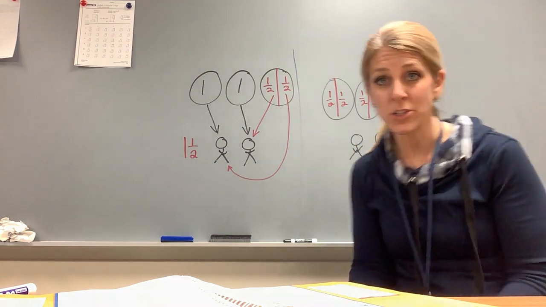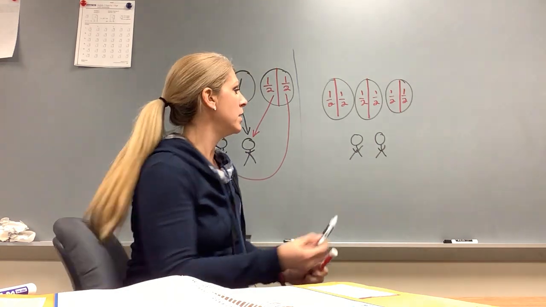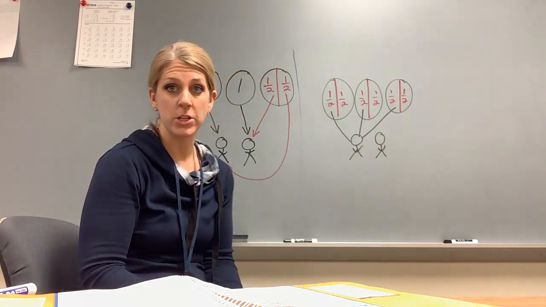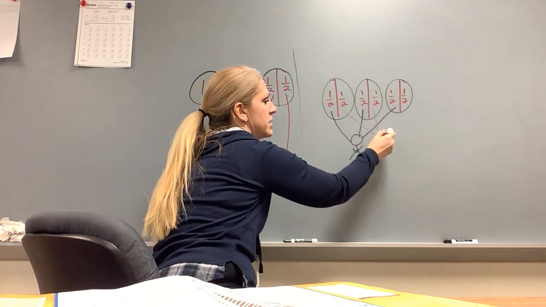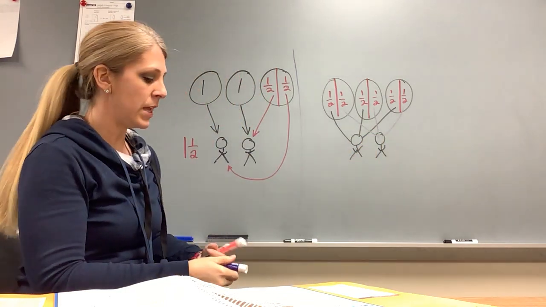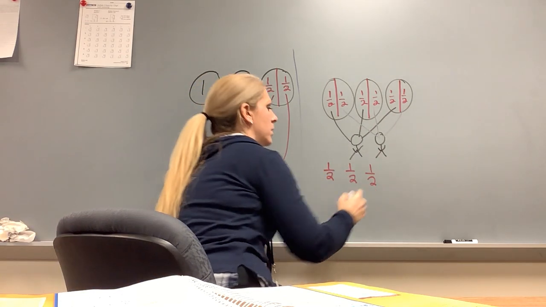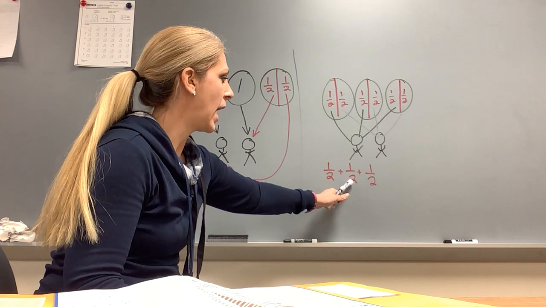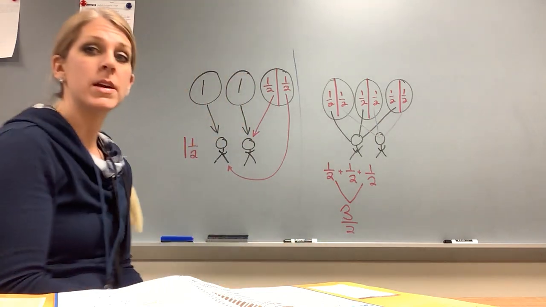But we still have the same question. How much pizza does each brother get? Well, we can still share them evenly, right? This brother gets 1 piece, 1 piece, and 1 piece of each pizza. And we could say the other brother gets this half or this piece, this half or this piece, and this half or that piece. So each one of those brothers would get 3 halves. So if I added that together, I would have 1 half, 2 halves, 3 halves. So each brother then gets 3 halves of the pizza.